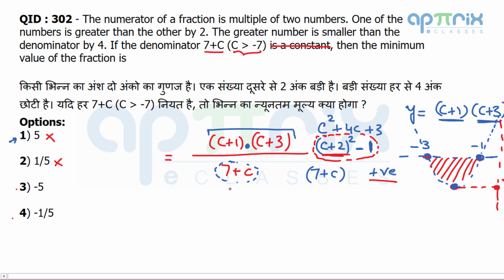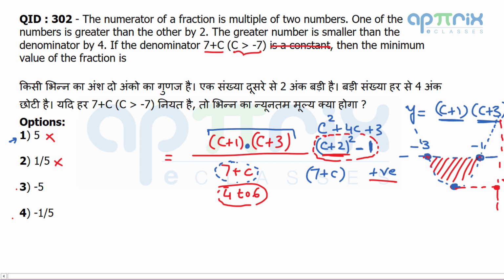Between minus 3 and minus 1, this denominator, 7 plus c, will be between 4 and 6, a positive value. Put c equal to minus 3, you are going to get 4. Put c equal to minus 1, you are going to get 6. It will be between 4 and 6. That is the denominator. Now look at the numerator.